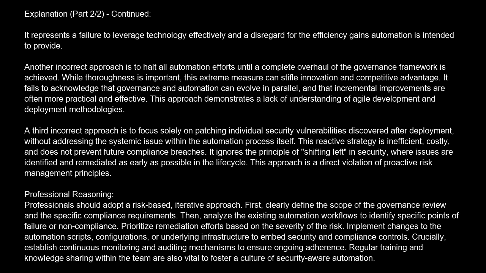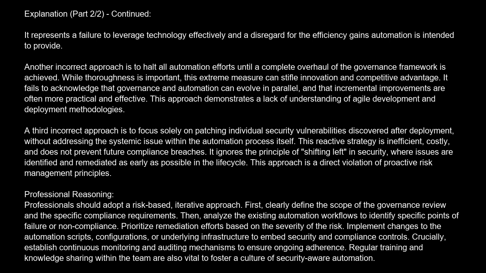Another incorrect approach is to halt all automation efforts until a complete overhaul of the governance framework is achieved. While thoroughness is important, this extreme measure can stifle innovation and competitive advantage. It fails to acknowledge that governance and automation can evolve in parallel, and that incremental improvements are often more practical and effective. This approach demonstrates a lack of understanding of agile development and deployment methodologies.